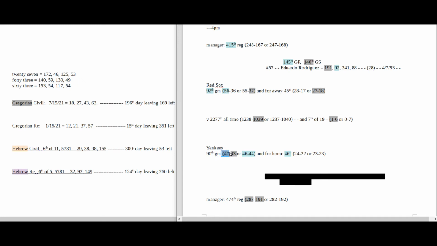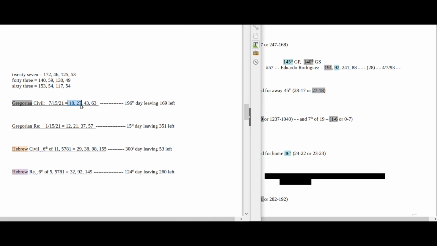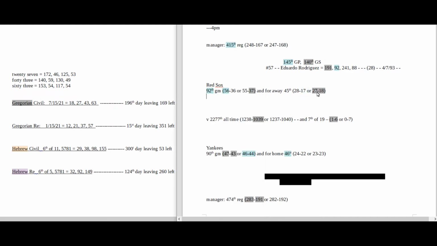And in regards to 18 date numerology, it also has 27 date numerology on the Gregorian, and the Red Sox can become 27-18 on the road with a loss.